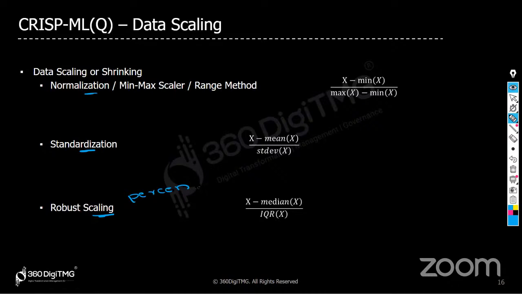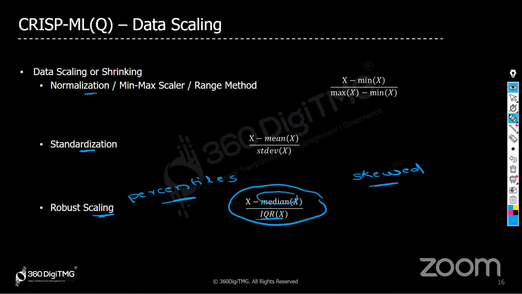Robust scaling scales the data based on percentiles. It will make it robust to the outliers. So it is suitable when the data set is having outliers or when the distribution is skewed. Why are we talking about when the data is having outliers? Because robust scaling is based on median. The median is not affected by outliers, and IQR is nothing but percentiles.